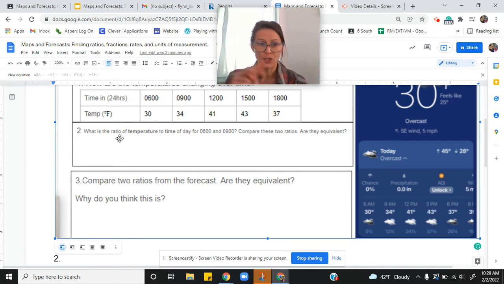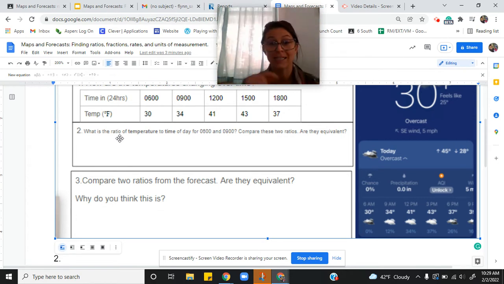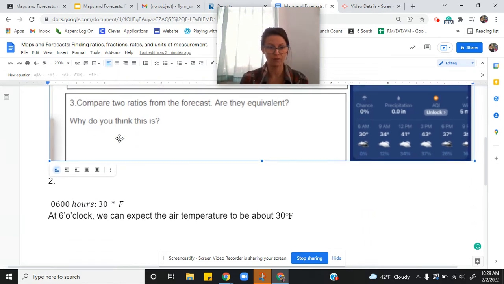Now we're focused on number 2. What is the ratio of temperature to time of day for 600 hours and 900 hours? So separately, what are the ratios separately of temperature to time? Compare the ratios. Are they equivalent?